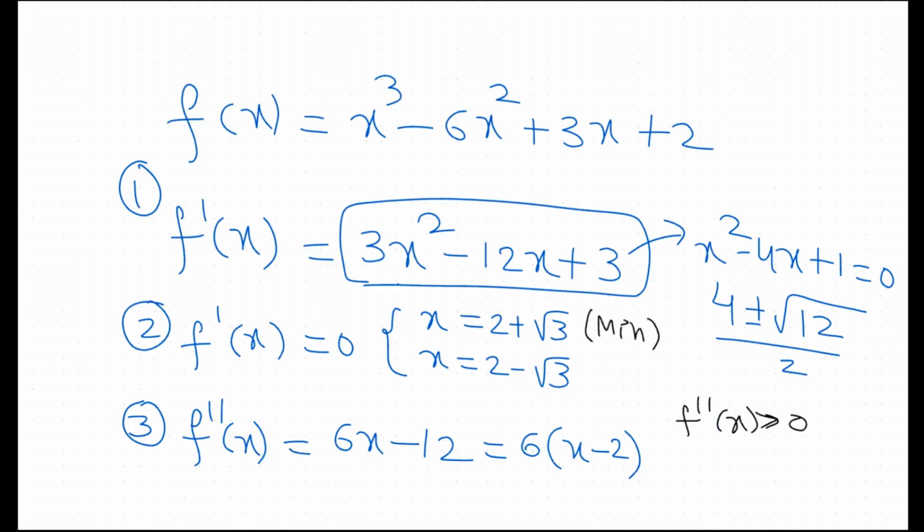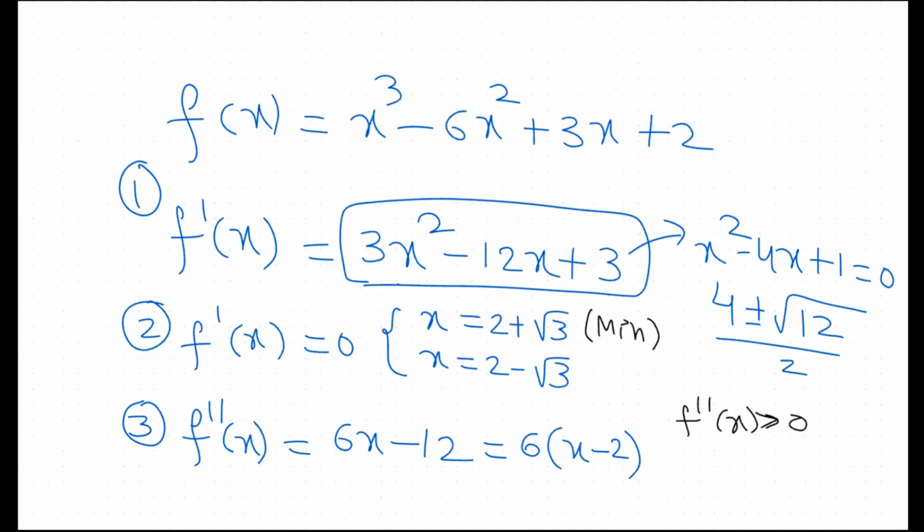Don't judge the points, ma. Anybody by seeing 2 minus root 3 and 2 plus root 3 would say, sir, 2 minus root 3 is the smaller value, so I think that is the minimum point. The judging is wrong. Correct or not? Because when you substitute 2 plus root 3, you got f double dash x greater than 0. That means 2 plus root 3 is the minimum point. Understood or not, ma? Don't judge them. You need to check double differentiation surely.